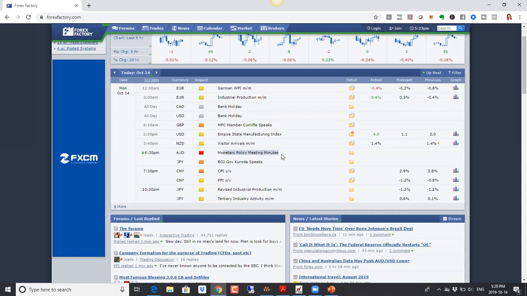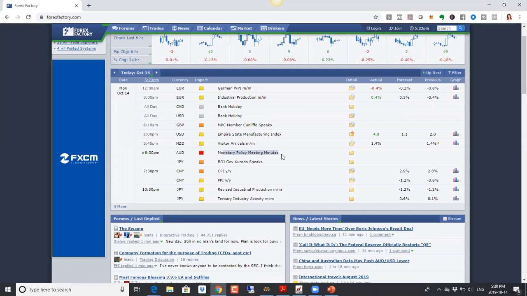If they actually really do anything meaningful, then we can see a reaction, especially if the comments that come out are dovish. That will be negative for Australian dollar here.